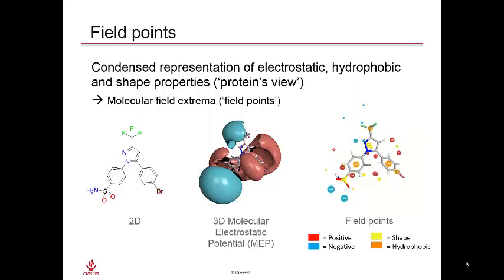The presence of a field point suggests that this is an area of the ligand which may form favorable interactions with a protein receptor. It is noteworthy to say that just because a field point does not appear, it doesn't mean that there's no field at that point in space. It's simply that the field is not at a maximum value.